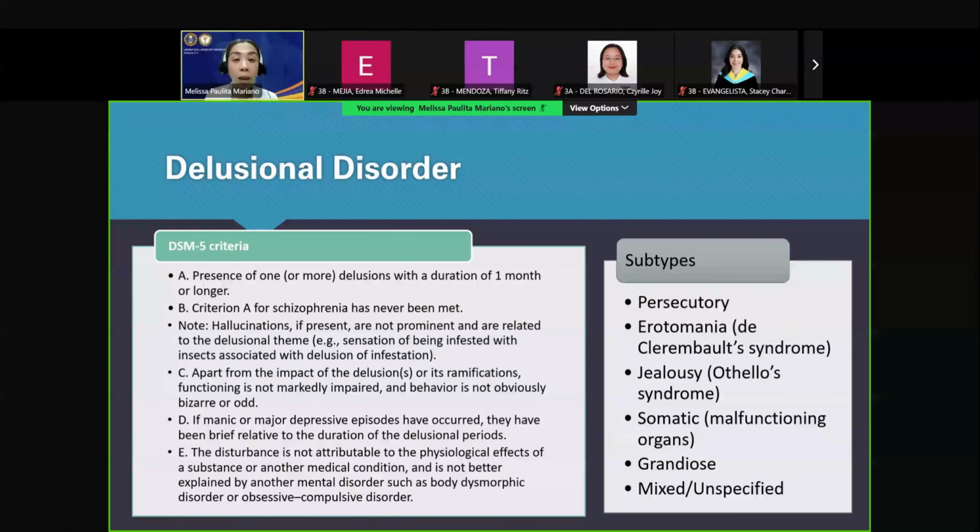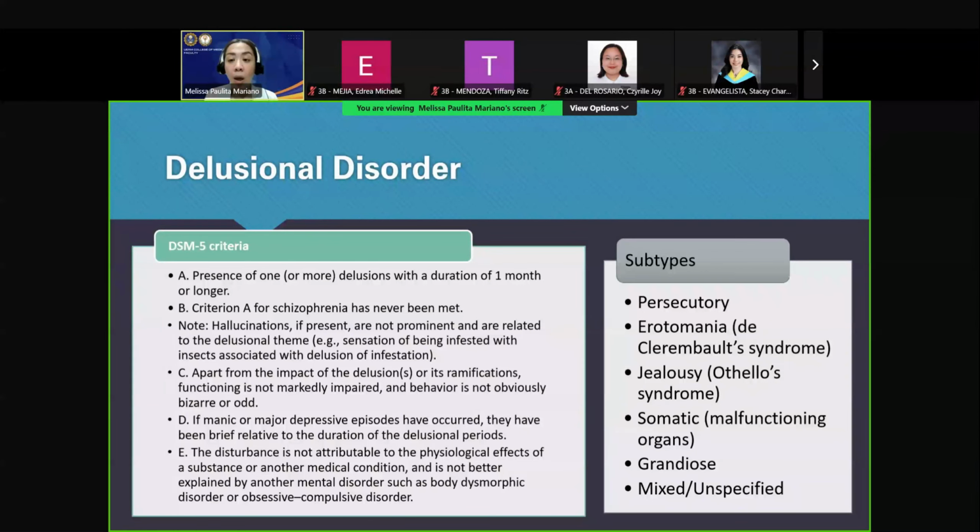Aside from how the delusions impact the person, the functioning must not be markedly impaired. So people with delusional disorder can still go ahead and work. They're not obviously bizarre or odd, and there should be no significant manic or major episodes. These should be shorter compared to the delusional periods. And again, they're not attributable to another substance, another medical condition, or another psychiatric condition.